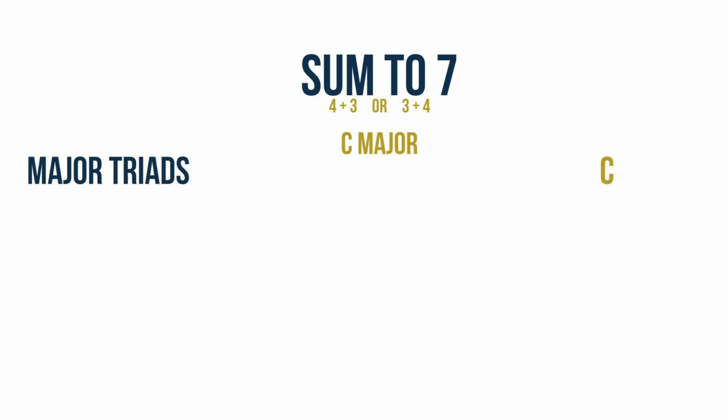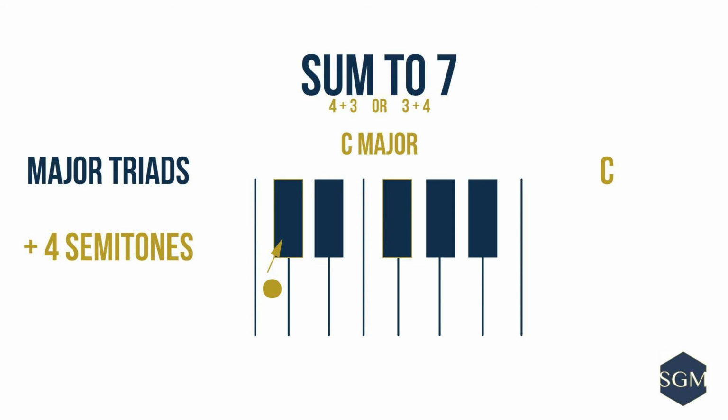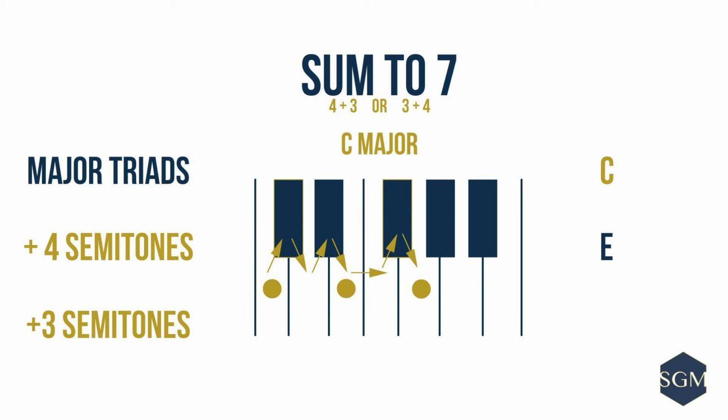Let's use C major for this example. Our bass note in the C major triad is C. Now we will find the next note in the triad. We add 4 semitones to C: C to C sharp to D, D to D sharp to E, and the next note of the triad is E. So we have C and E now. For the third and last note, we add 3 semitones to our newfound note, E. 3 semitones up from E is E to F, F to F sharp to G. There we have it. The 3 notes in C major are C, E, and G.